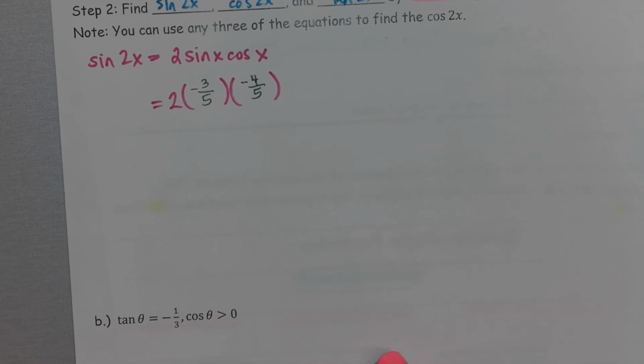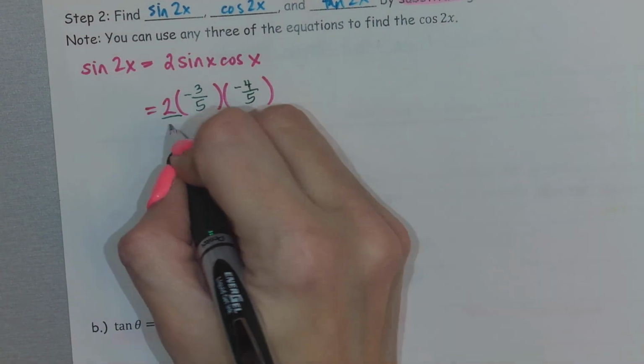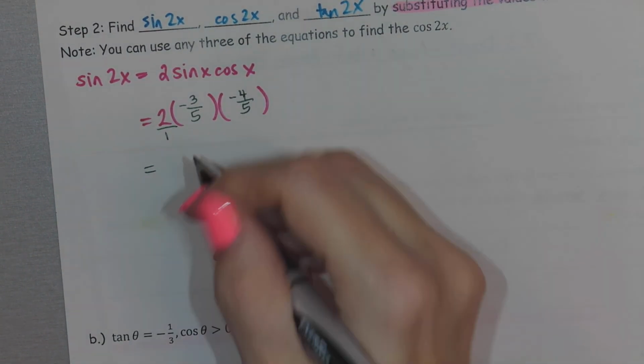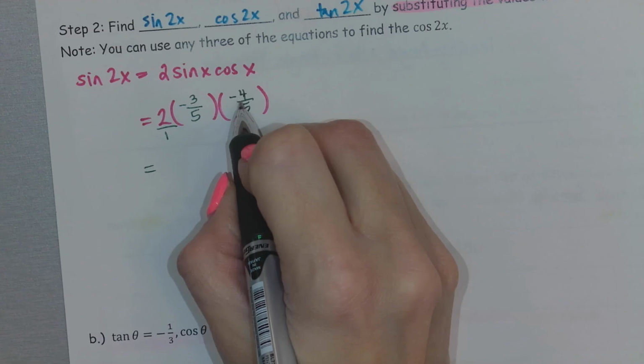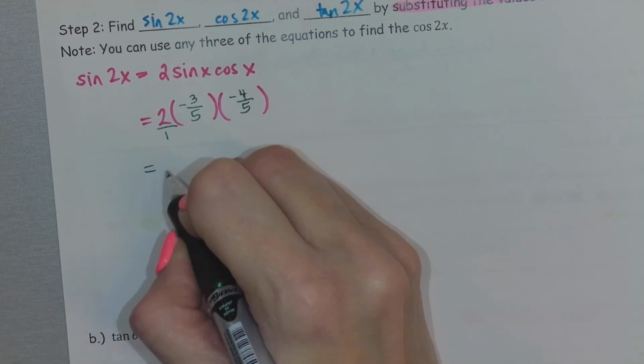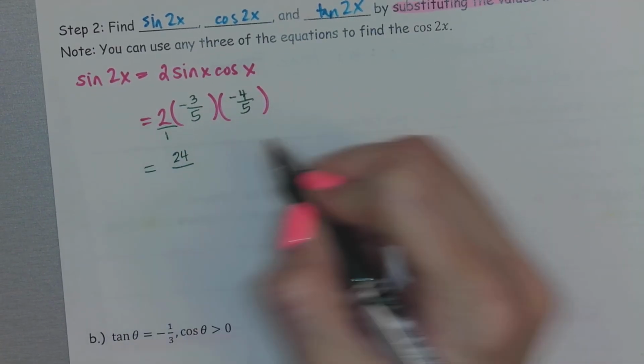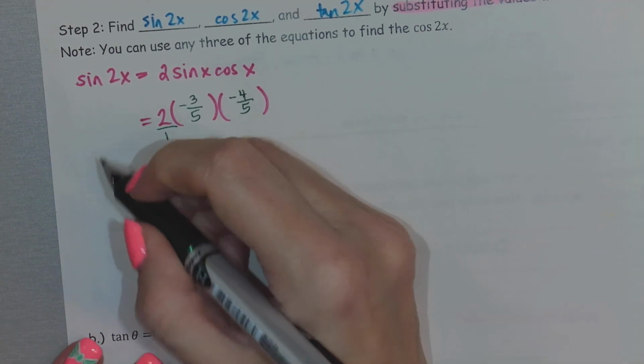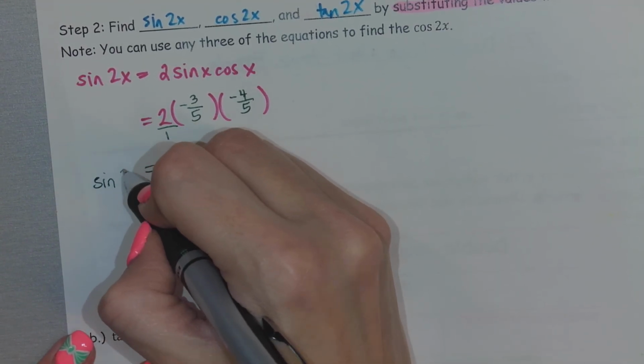Okay, and then we just have to multiply across. If it helps, put it over 1. So then you can just multiply straight across. Negative times a negative is a positive 12. 12 times 2 is 24. In the denominator, 1 times 5 times 5 is 25. So that is going to be the sine of 2x.